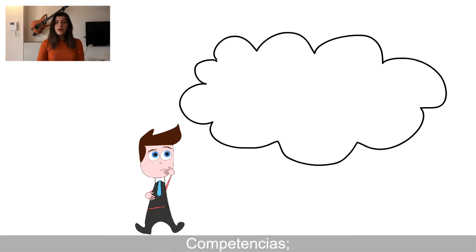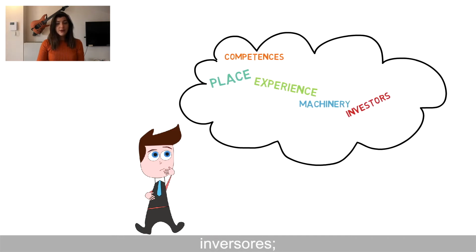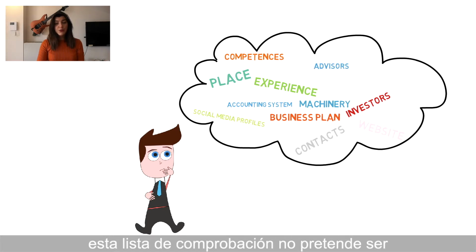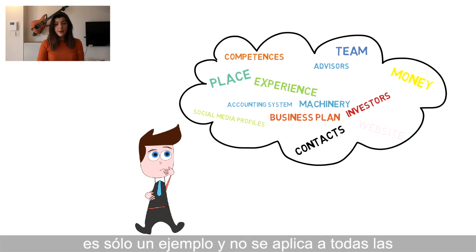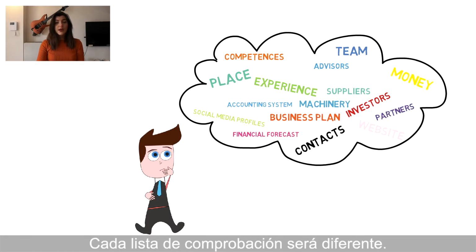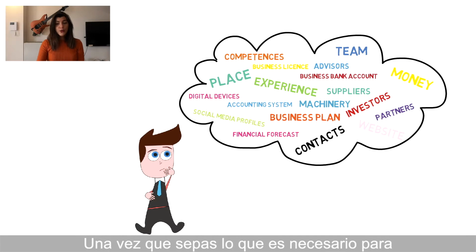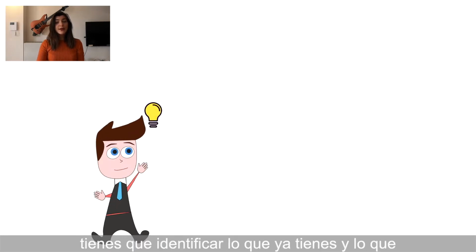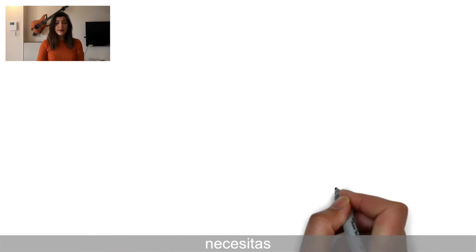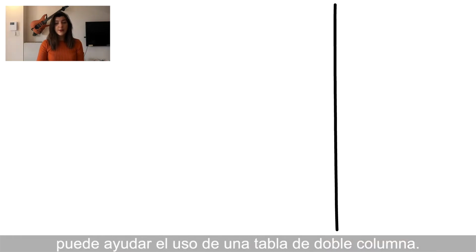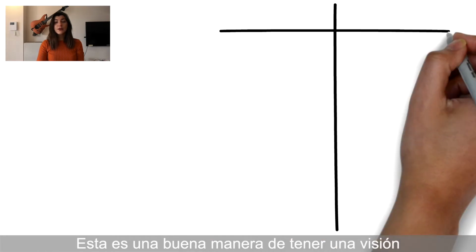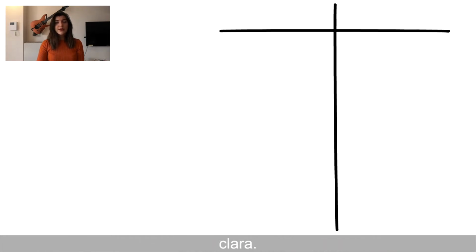So you may need competencies, place, experience, machinery, investors, business plan, accounting system. For sure, this checklist does not pretend to be complete. It's just an example and it doesn't apply to all businesses. Each checklist will be different. Once you know what is necessary to start, you have to identify what you already have and what you need. It may help using a double column table. This is a good way to have a clear vision. So, let's see it better.